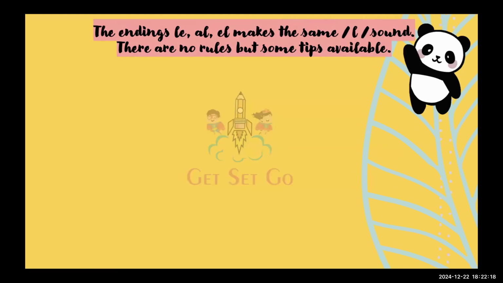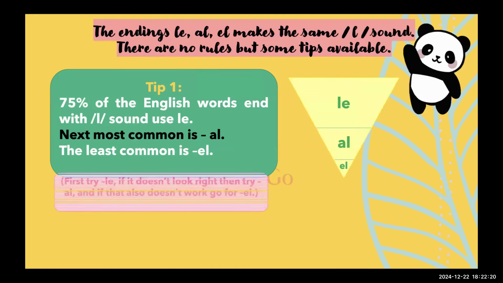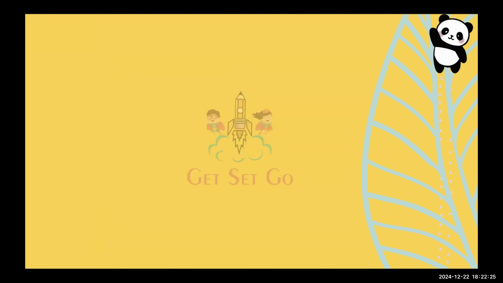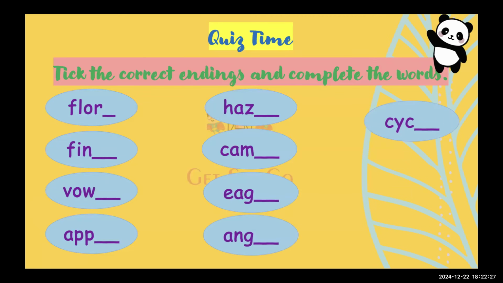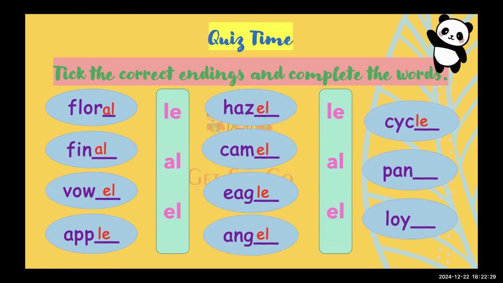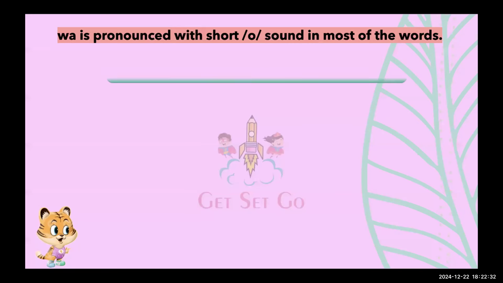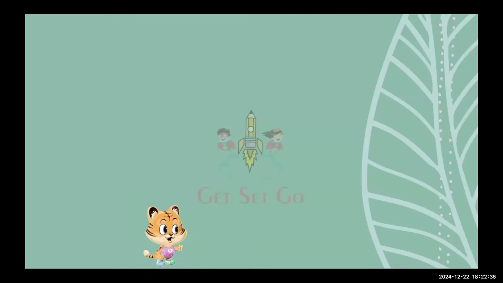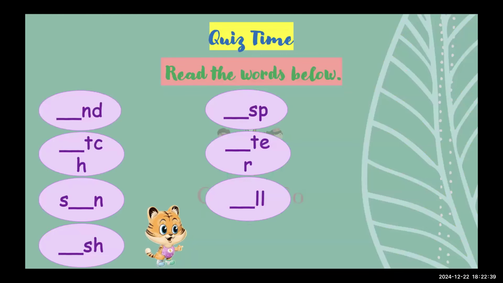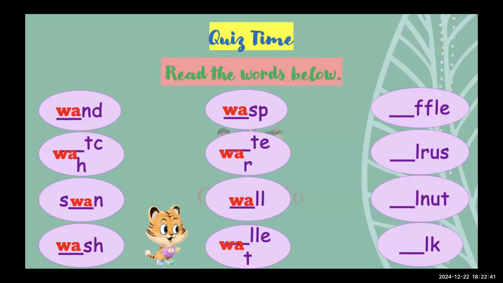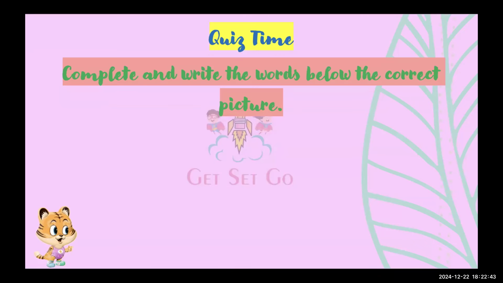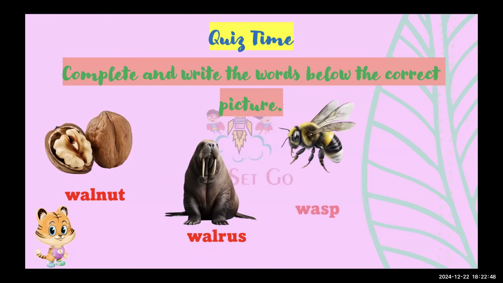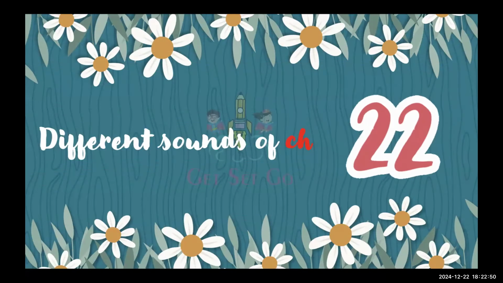Then LEAL and these L ending words, L sound ending words, LEAL or EL. Okay, so all the tips are there. Then you have the quiz, how to end these words for the sound of L. WA words, we have different ways to read WA words. Then the quiz, reading the words correctly. Then you have quiz again.